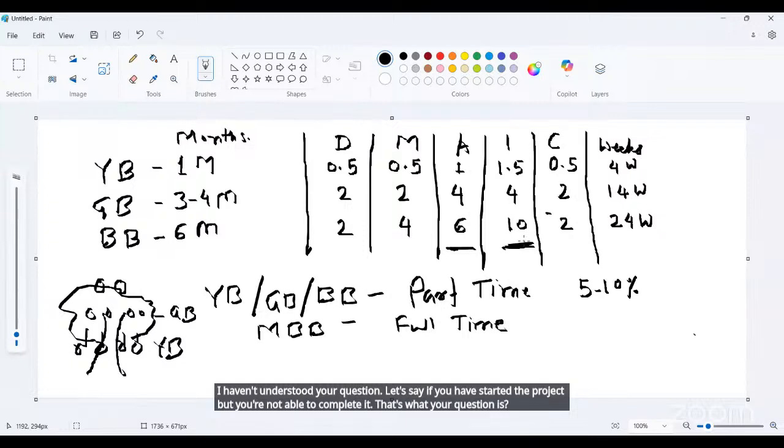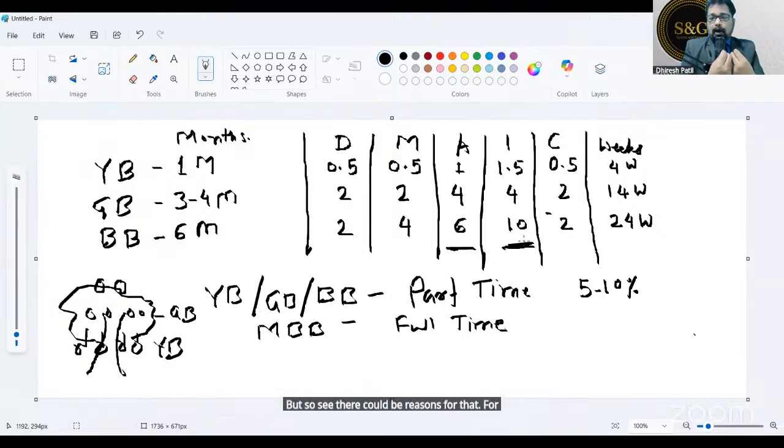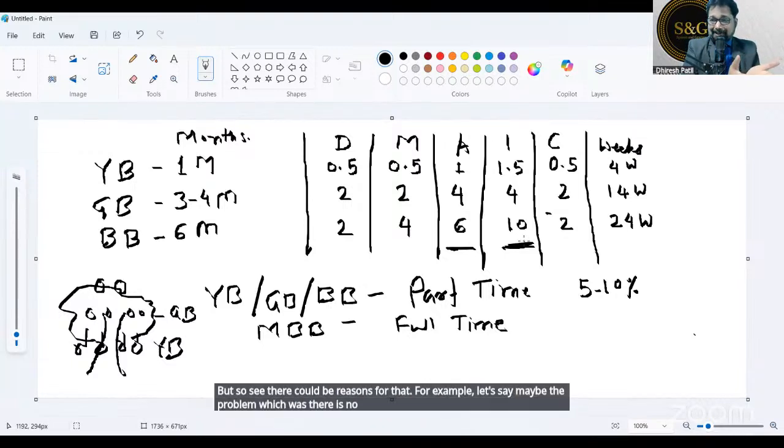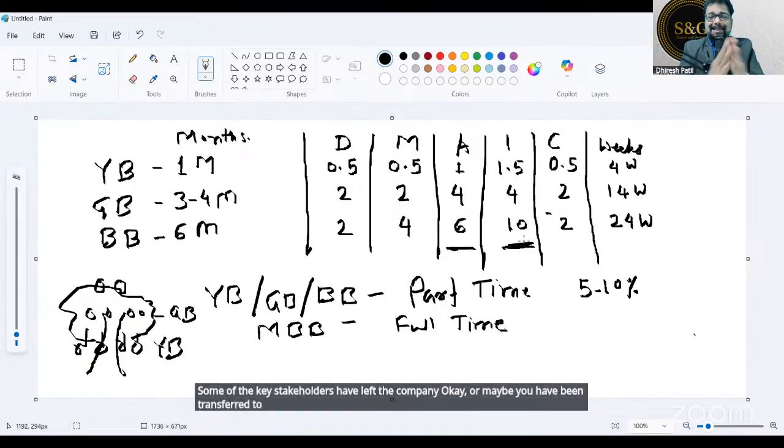Yes. See, there could be reasons for that. For example, maybe the problem is no longer a priority. There could be so many reasons. Some of the key stakeholders have left the company, or maybe you have been transferred to some other department. There could be n number of reasons why a black belt project cannot be completed.